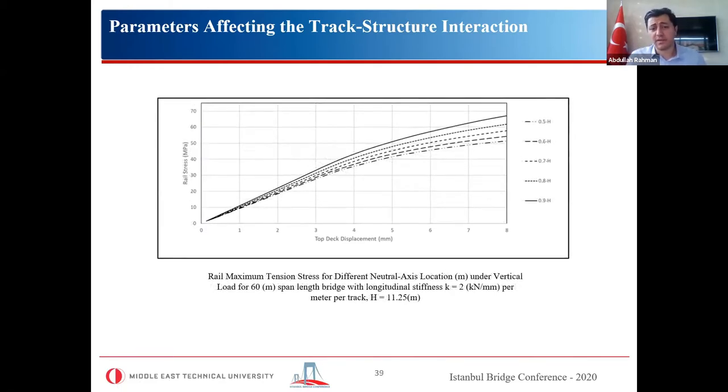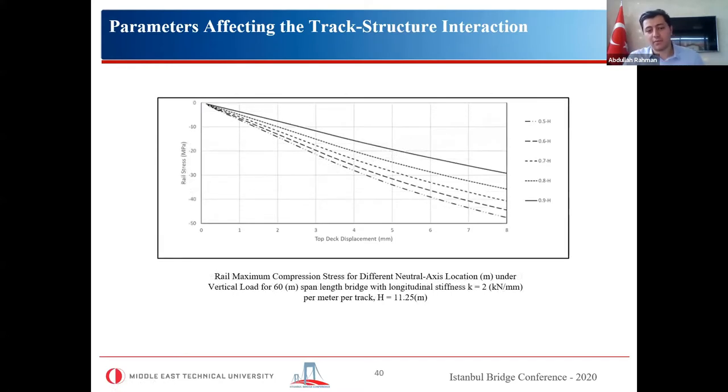Now I'm using the same 60 meter, but now I fixed the bridge deck height. I started to move the neutral axis location. You can see that a higher neutral axis location is increasing the stresses, while a lower neutral axis location is decreasing the stresses. This makes sense, because a higher neutral axis will increase the top deck displacement. The same case for the compression, and as I have mentioned, now it's different. A higher neutral axis will cause lower compression stresses.